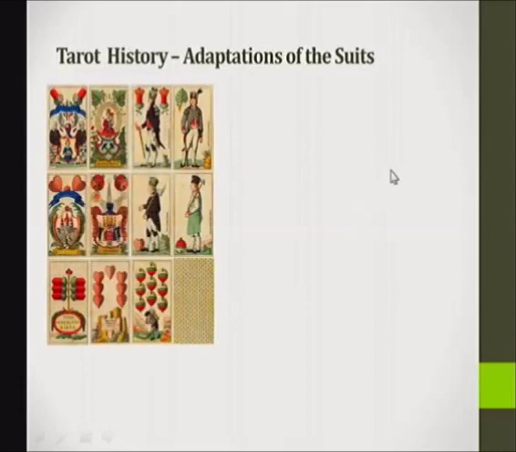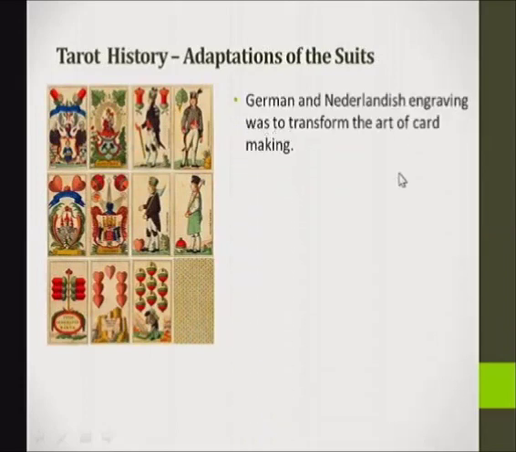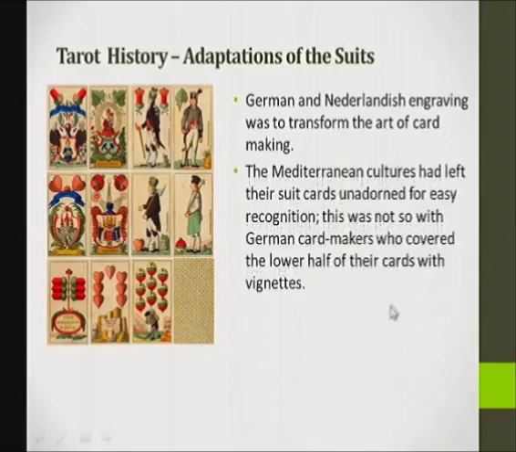And there are some early Germanic woodcuts. However, some of the best card engravers were in the Low Countries. They were Netherlandish and German engravers. The Mediterranean cultures, Spain, Italy, France, did not adorn their minor arcanum. And it was actually German card makers that started to cover the lower halves of their cards with vignettes of some type.